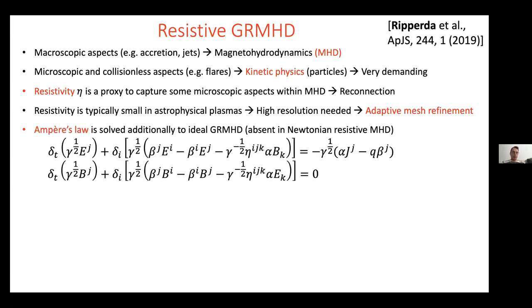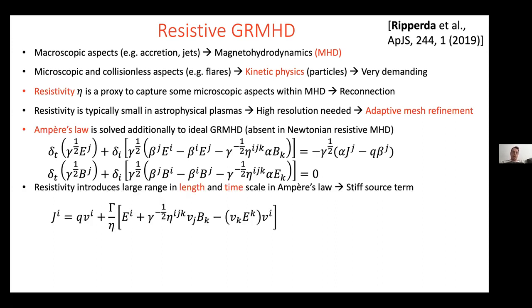Theoretically, in terms of equations, we need to solve an additional equation, and that's Ampere's law, which is absent in Newtonian resistive MHD. But because we are solving a relativistic system, we need to take into account temporal derivatives of the electric field. If you plug a resistive Ohm's law into this set of equations, you see that the current density goes as 1 over the resistivity, and this is the source term for the electric field evolution.